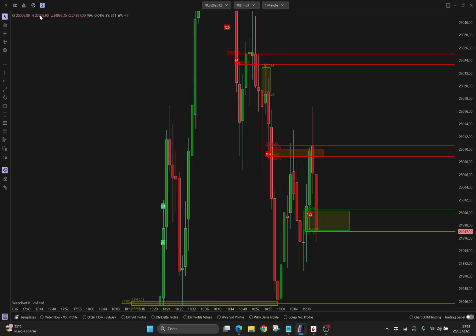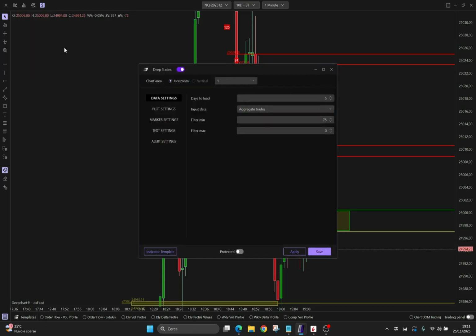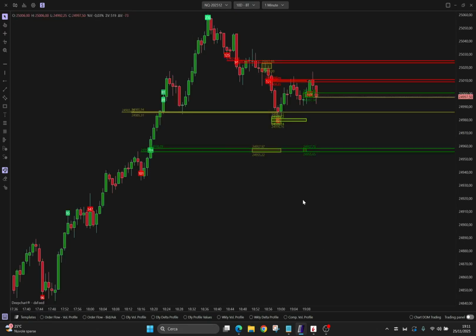It's really easy, Mega. You go here if you want like this. You go on text settings, plot settings, and you put text. And they show you all the big trades. Okay? All the relevant big trades.